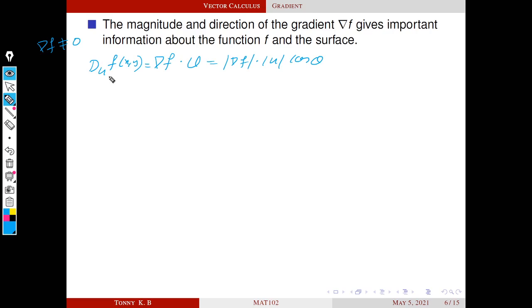So my question: what is the maximum value of a directional derivative at a particular given point x, y? We fix a point x, y. Then what is the maximum directional derivative and in which direction? To find the maximum, it is clear that this is mod del f at a particular point. u is always a unit vector, so its modulus value is always 1, isn't it?